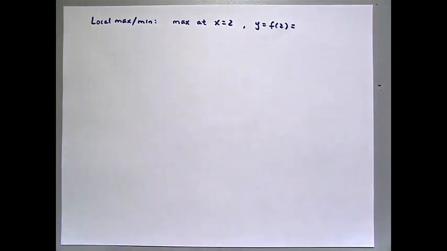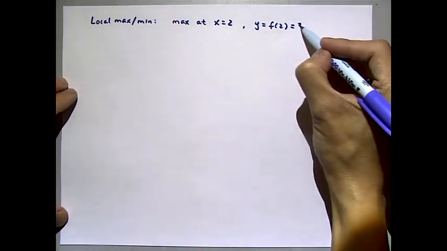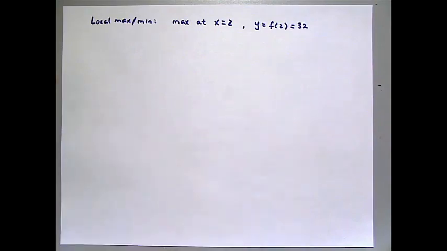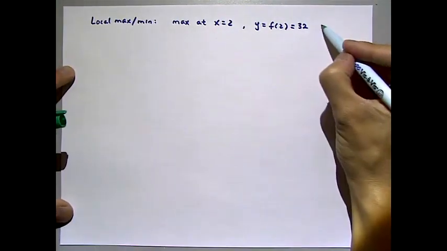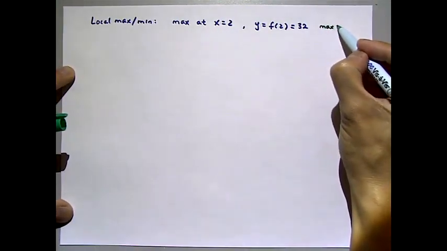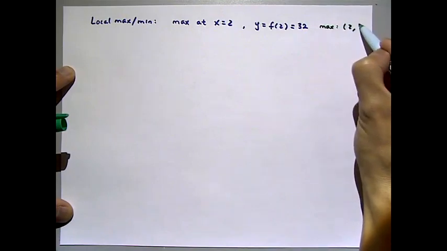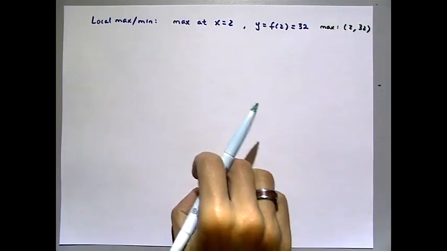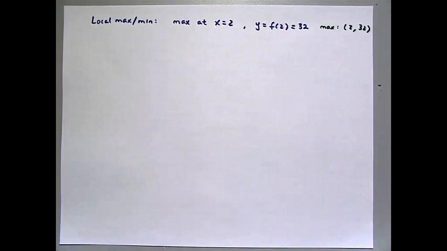So you take 2, go all the way back to the function there, plug it in, and you get 32. Okay, so this is very, very useful information. It's a point that we know is going to be the highest point nearby that region.